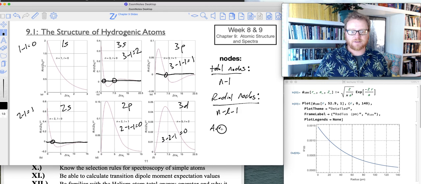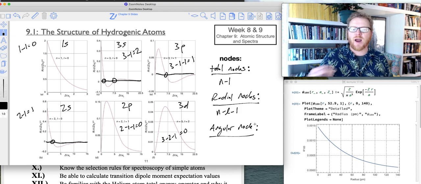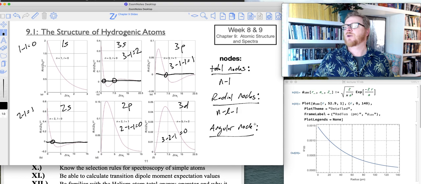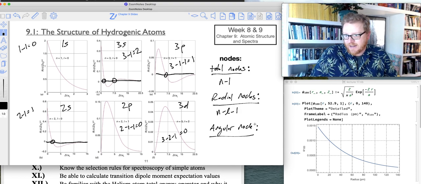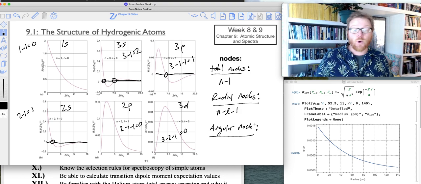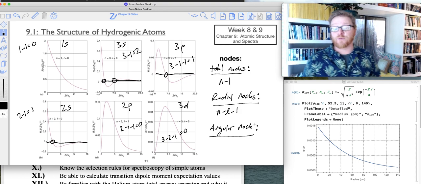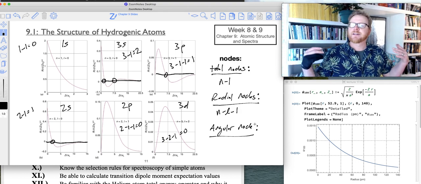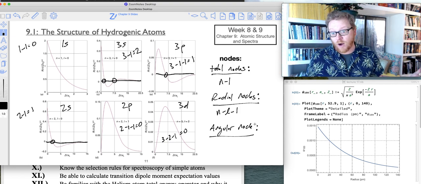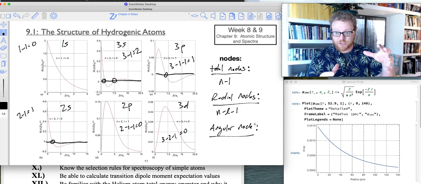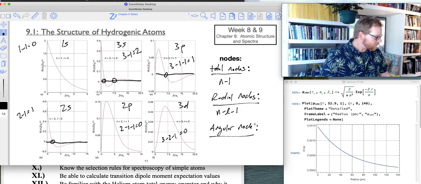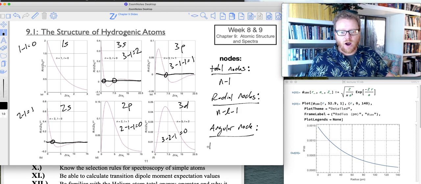Okay. So now how do we connect the total nodes and the radial nodes? Well, the last type of node we have is called an angular node. And just to remind you, nodes are regions where the wave function equals 0. So that's where we expect the electron to not exist. Okay. So we're not going to observe angular nodes on this radial profile. We have to look at the theta phi Y_lm spherical harmonics. We have to look at the full three-dimensional picture to get the angular nodes. But as it turns out, angular nodes are total minus radial.